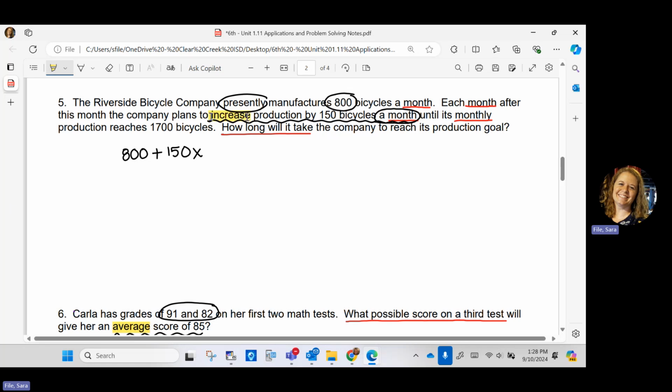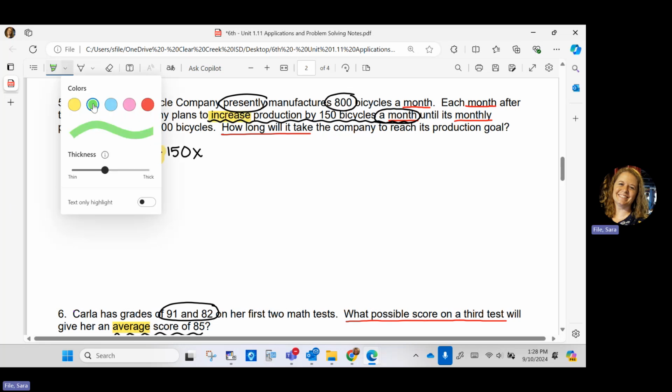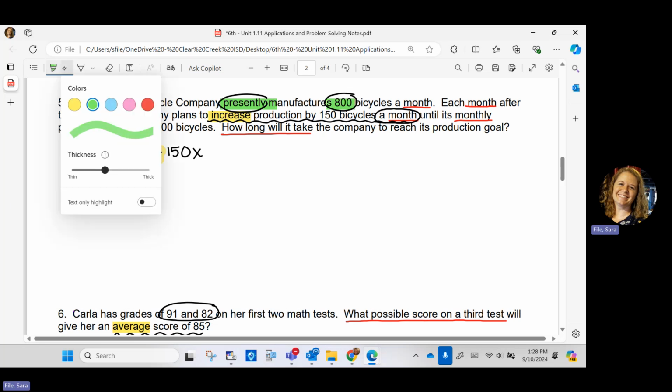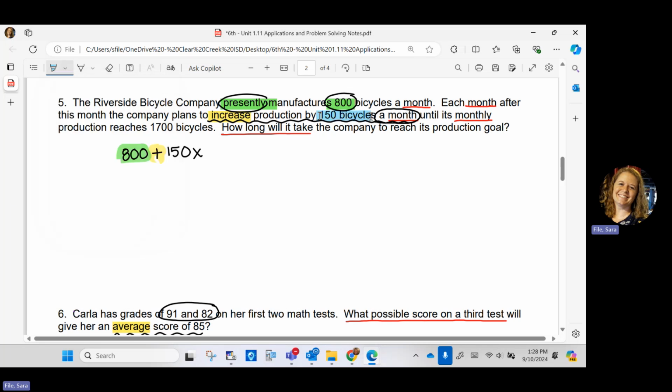Okay, so increase told us we were adding. We presently have 800 a month. That's the current status quo. And we're increasing it by 150 a month. So that's the 150X. And we're going to do that until we reach the production of 1,700 a month. So that's what we're going to go. When will we equal 1,700?